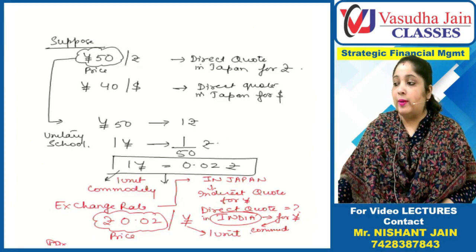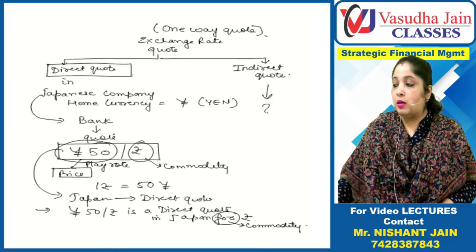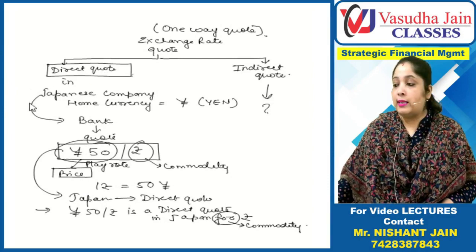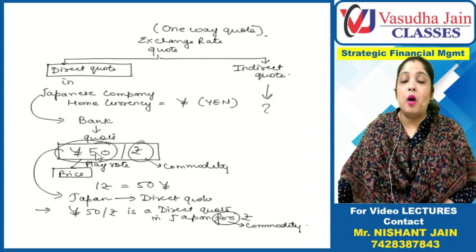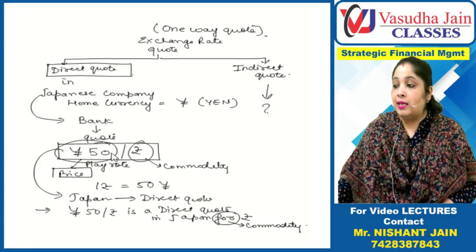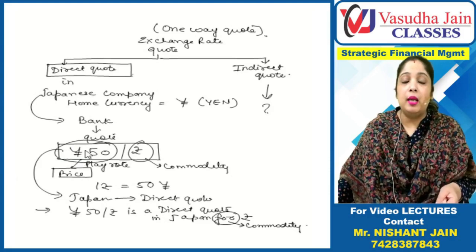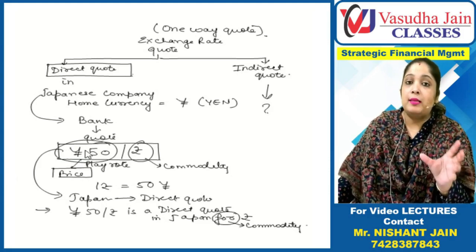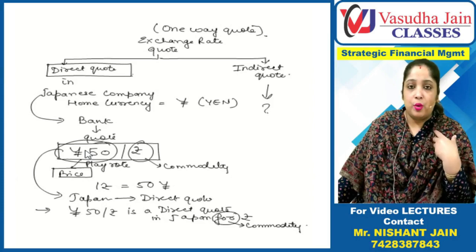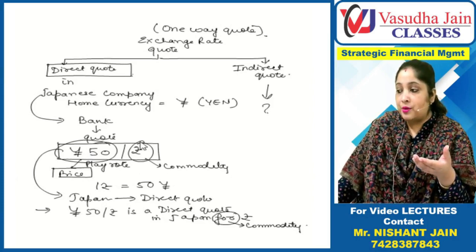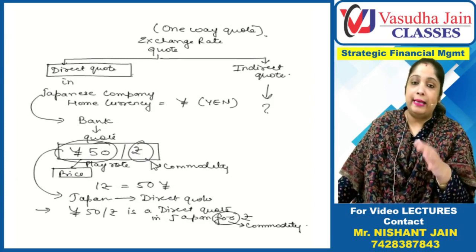One-way quote, two-way quote, we will be discussing more and practicing more on that. But first we are going to see the direct quote and indirect quote. This is what we have studied. Now this is the direct quote. The currency which is playing the role of price, here yen is playing the role of price, for that country this quotation is a direct quote, because nobody wants to buy its own currency. For the foreign currency country, this same quotation becomes an indirect quote.